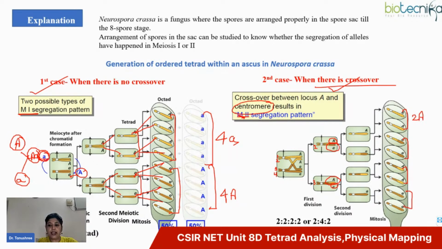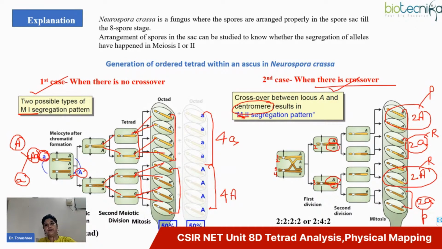Like these two are of one type, these two are of one type, these two are of one type, and these two are of one type. Like if you see here, this one and this one are not the same. This is just like parental, but this one is recombinant. Similarly, this one is recombinant and this is exactly like parental, right? So the ratio here is 2:2:2:2.